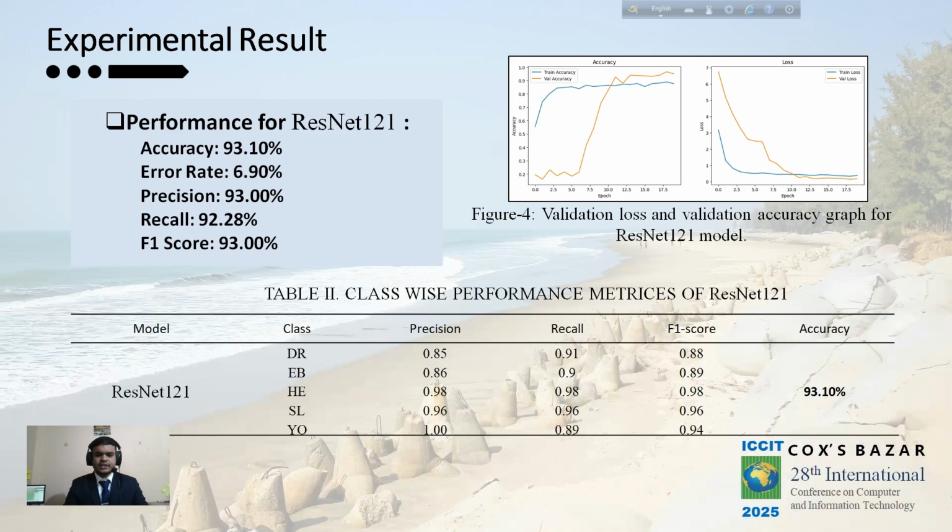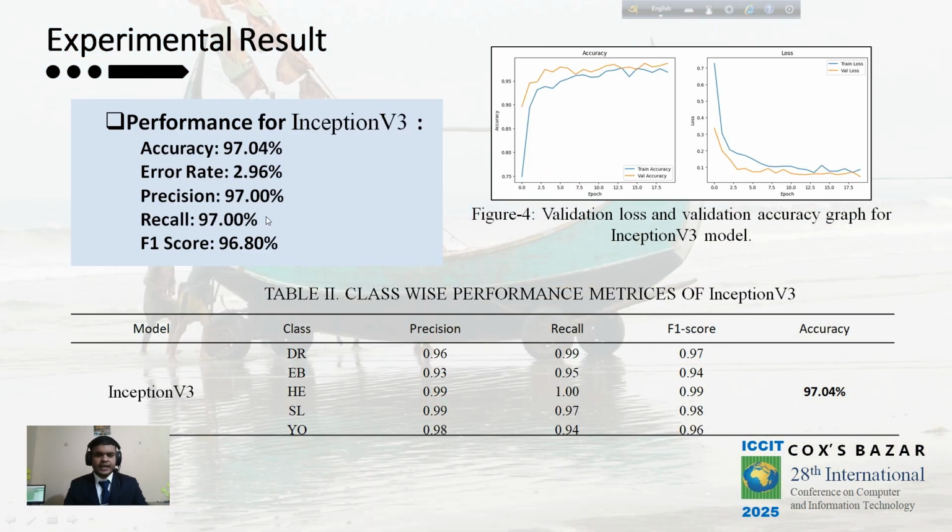And this is the performance of ResNet101. This figure here is the training and validation loss and accuracy, and this table shows the class-wise performance metrics of ResNet101. Here we can see that ResNet101 gained 93.10% accuracy and the error rate is 6.90%, and precision, recall, F1 score are shown respectively here. And now the performance of InceptionV3.